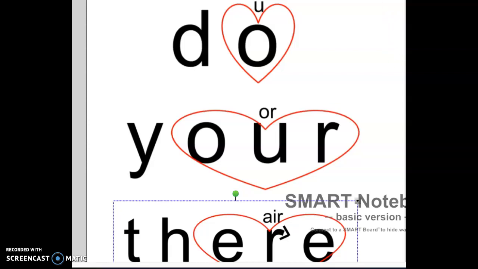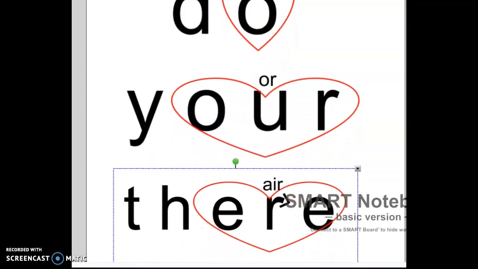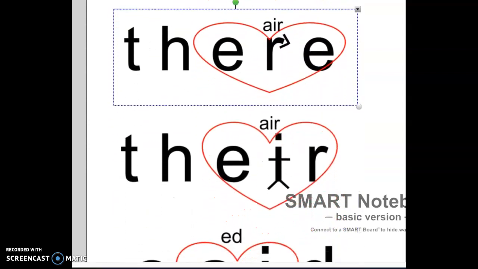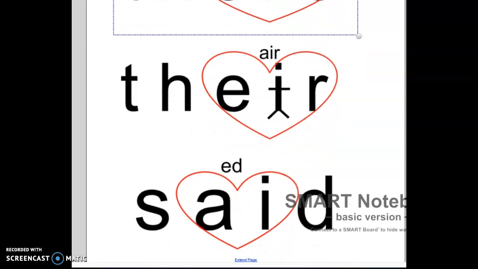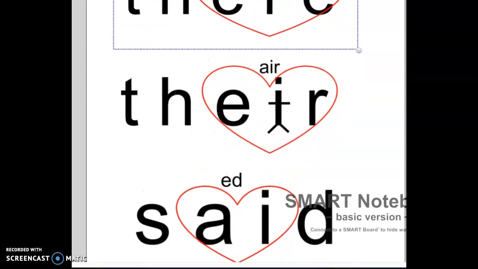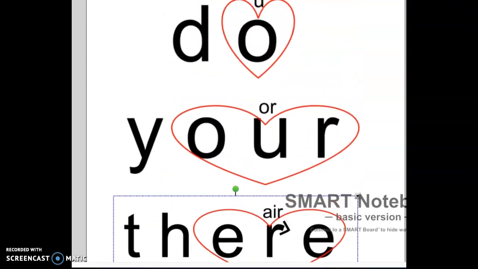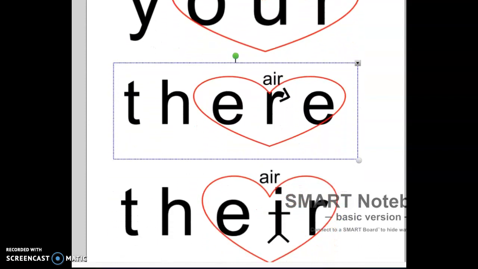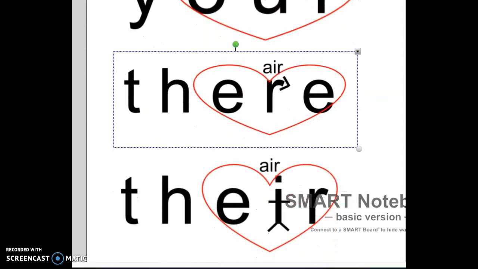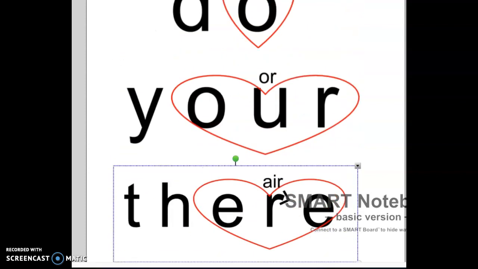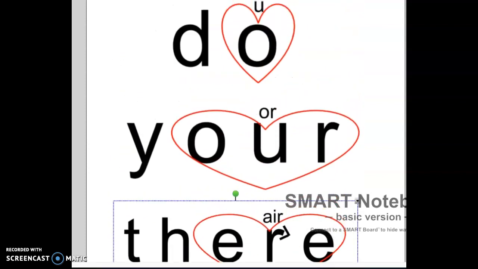So our most common words this week are do, your, there, and said. These are all heart words that we've talked about during our Reading and Horizons instruction. There actually has a poster on the back bulletin board that you can look at. So first, let's just review why the words are heart words and which part of the word doesn't follow the rule.